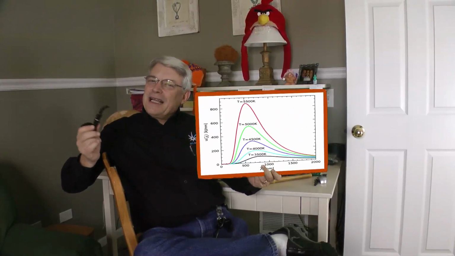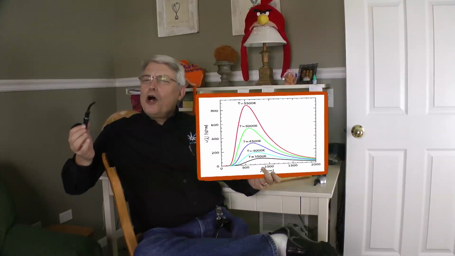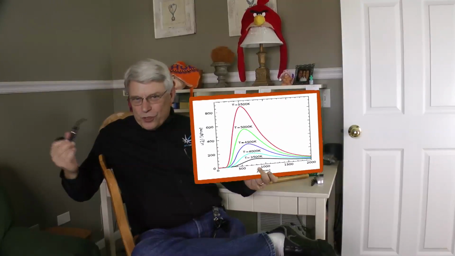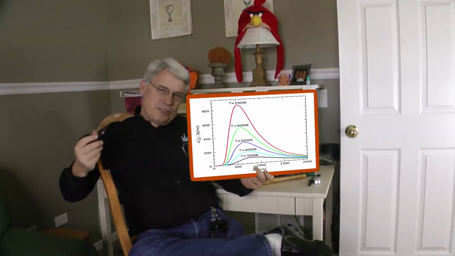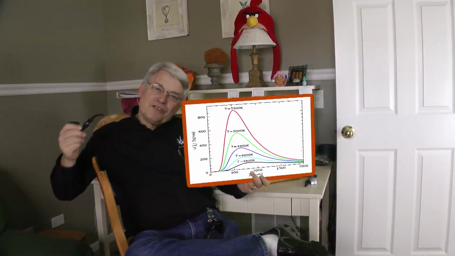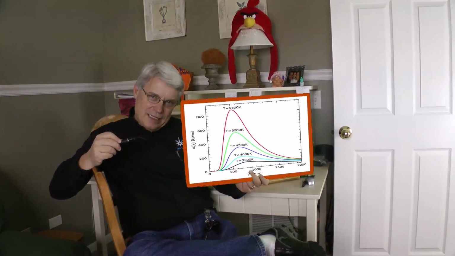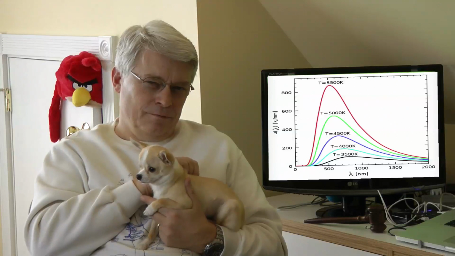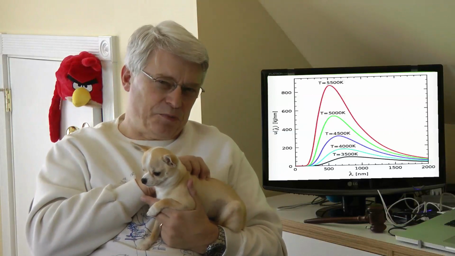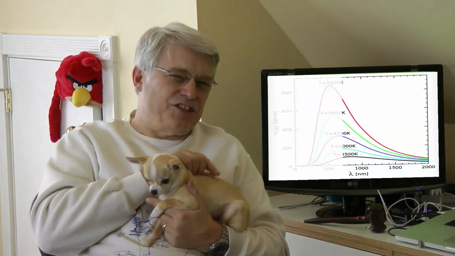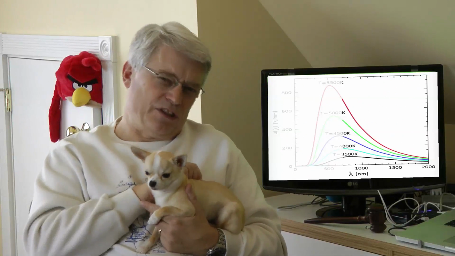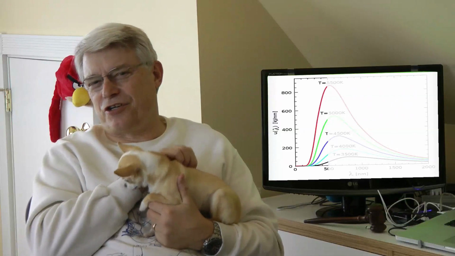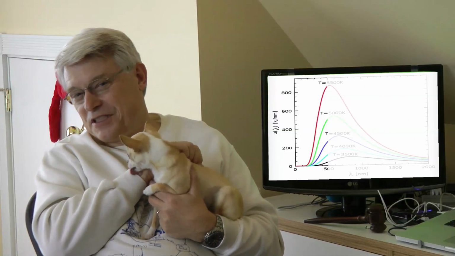This curve always has the same shape. At higher temperatures it gets taller and it moves leftward towards the blues. And at lower temperatures it gets shorter and it moves rightward towards the reds. But the shape is always the same. And the shape of that curve is pretty interesting. It's an x-squared curve on the low frequency red side, but it's an e to the minus x curve on the high frequency blue side.